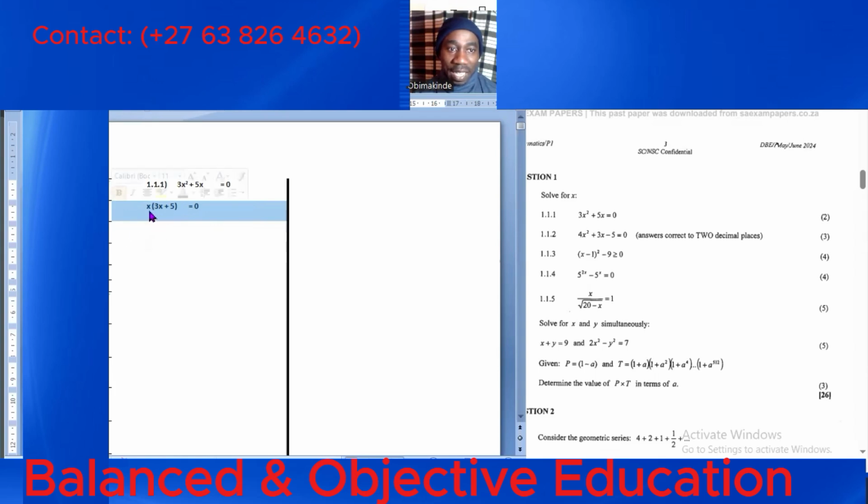You can set this x to 0 directly, or you can set the content of the bracket to 0. So in the next step, we have x equals 0 or 3x plus 5 equals 0. This first solution, there's nothing you can do to simplify it because it's already in the simplest form. But this second part, 3x plus 5 equals 0, you can simplify further by transferring the plus 5 to the other side. It becomes negative 5. So we have 3x equals negative 5.